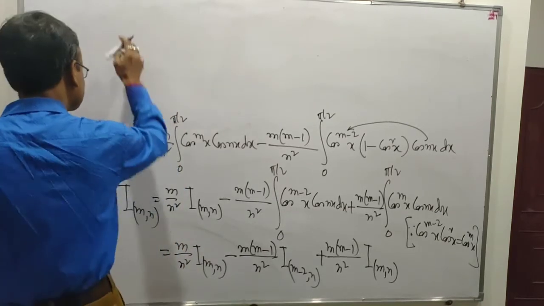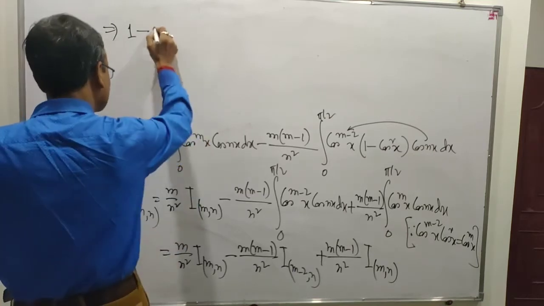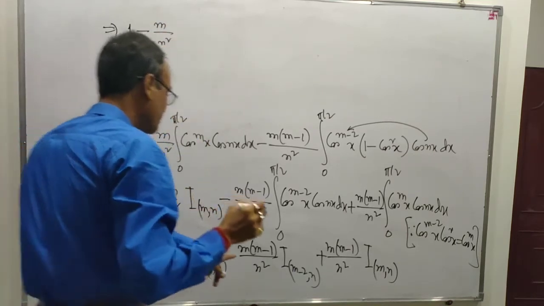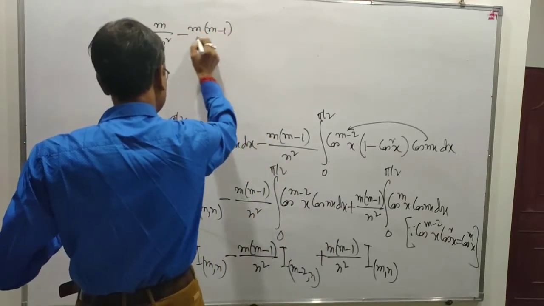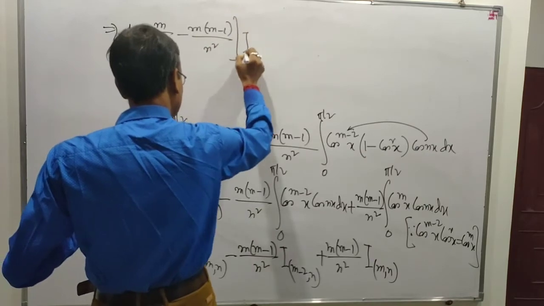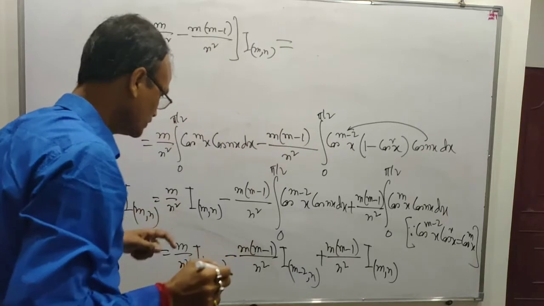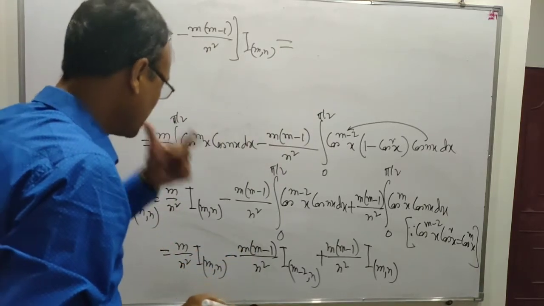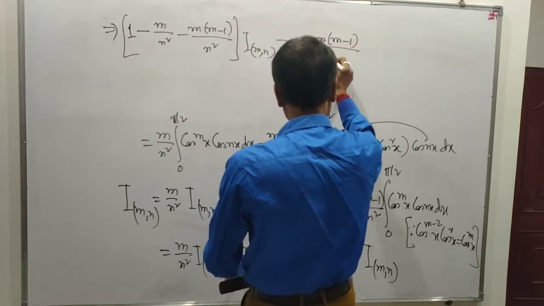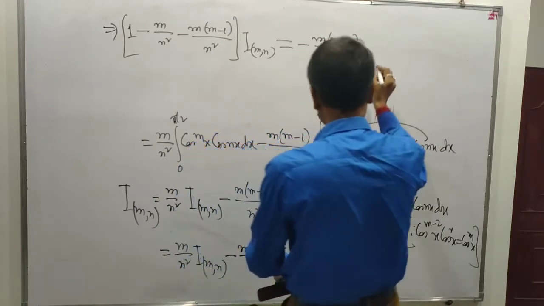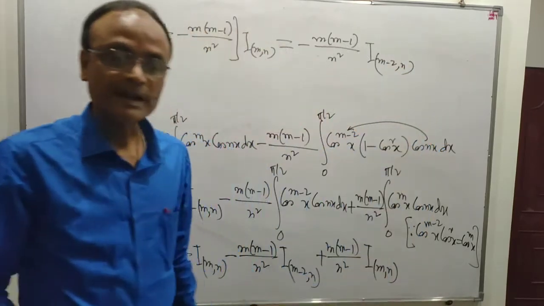This means it will be 1 minus m by n square minus m into m minus 1 divided by m square I m n is equal to minus m into m minus 1 divided by m square I m minus 2n. I m minus 2n, right?